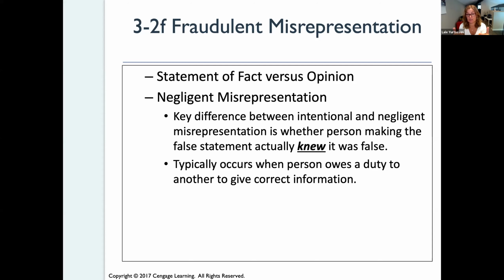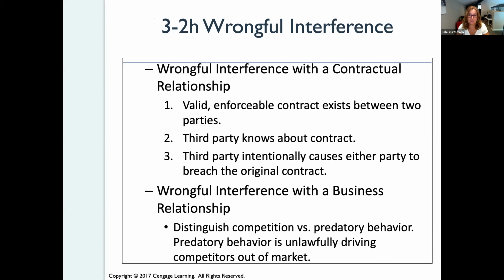Because as a customer, I have to be able to rely on that. I don't have to question if the salesperson tells me something about the car, whether it's true or not, right? Common business practices, right? So the salesperson owes me a duty to tell me the truth, right? Any questions about fraudulent misrepresentation before I move to wrongful interference? There's a lot of information in today's lecture. And again, I kind of cut it down a little bit, but I didn't want to take out these parts because it's very important information.